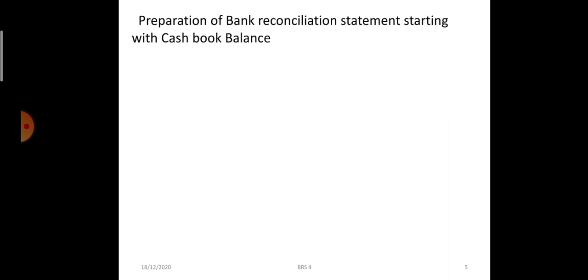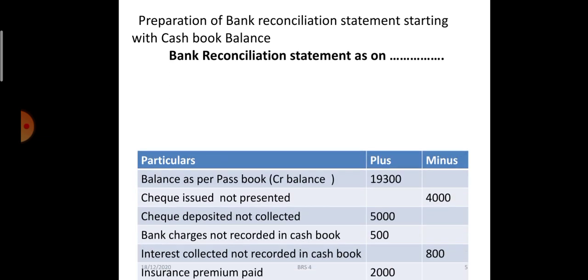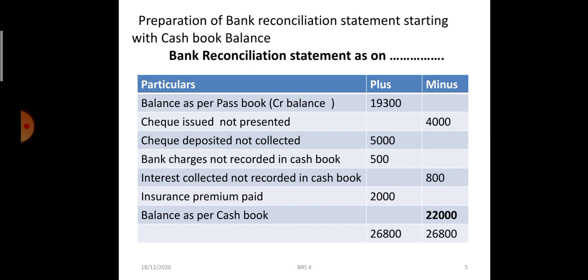We had already identified the entries which were in the cash book but not in the passbook, and the other way. So this is the BRS. As per that, passbook balance was credit and it was 19,300. There was one check which was issued but not presented. It was entered in the cash book but not in the passbook, so issued, minus. Check deposited was added in the cash book, so here also we will add it.